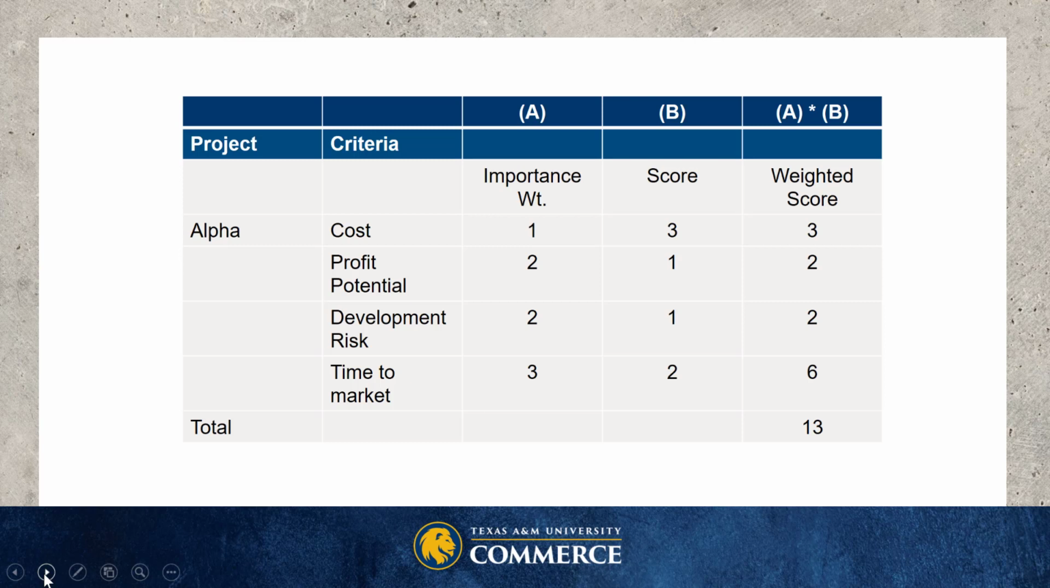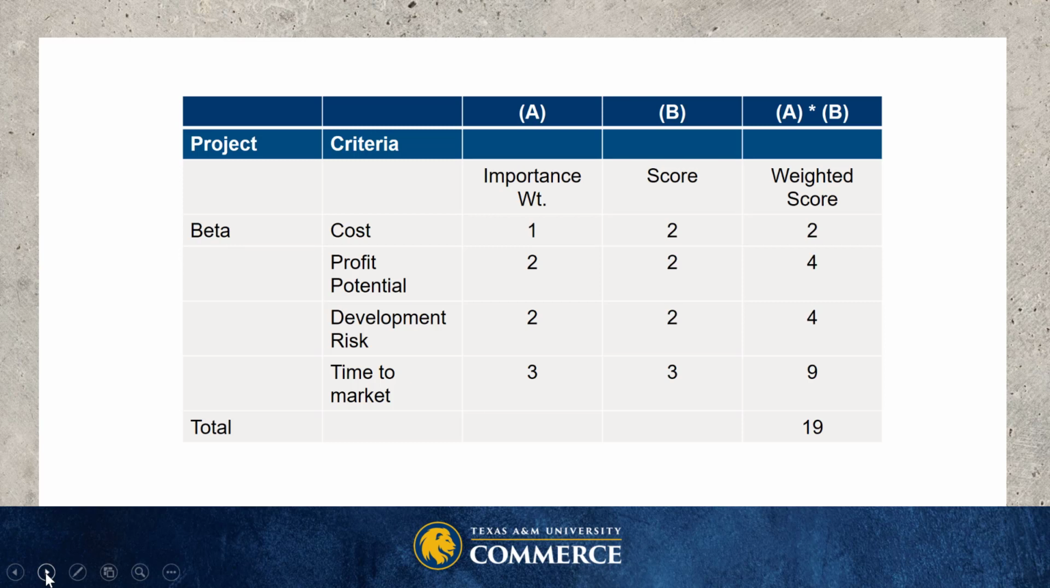Time to market was very important, so the importance weight was 3. The score was 2, so the weighted score you see of time to market, where we're putting emphasis, is 6. And if you add those weighted scores up, you get a 13. So now we've got a better way to compare our projects. Now let's look at Project Beta.